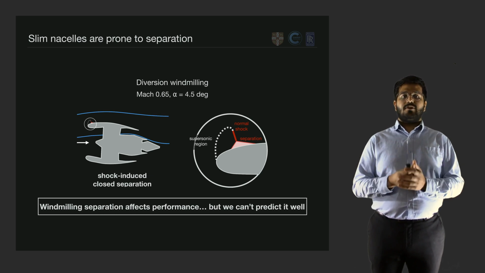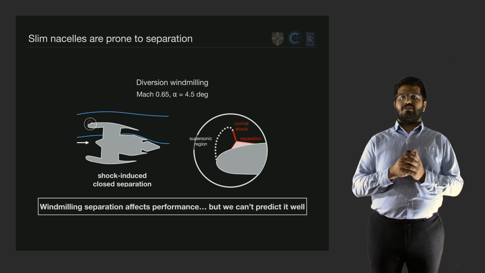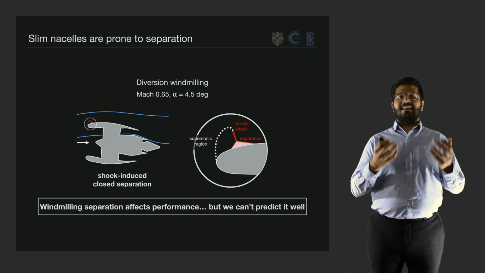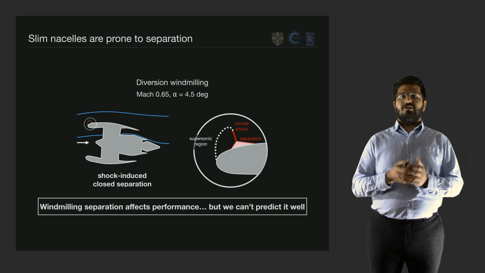And that's partially because we don't quite understand the flow physics involved, but also because the computational methods typically used in industry aren't able to reliably predict the onset or the scale of separation. So the aim of this study is to try and replicate the key flow physics from this complex three-dimensional problem in a quasi-two-dimensional fundamental wind tunnel study.